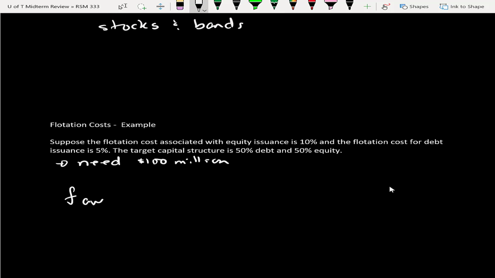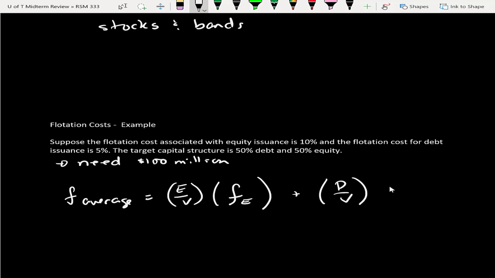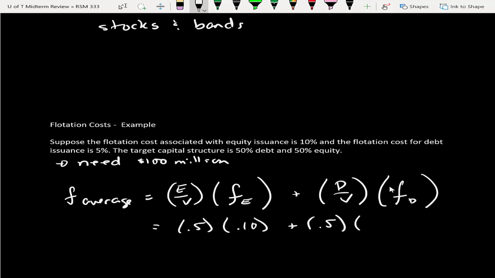So the average flotation cost is just going to be a mathematical average in this case. The portion of equity that you use times the flotation cost of equity, plus the proportion of debt that you're raising times the flotation cost of debt. In this case, half the money is coming from equity, and it's 10%, and half the money is coming from debt, and it is 5%. So the flotation costs are 7.5% on average.